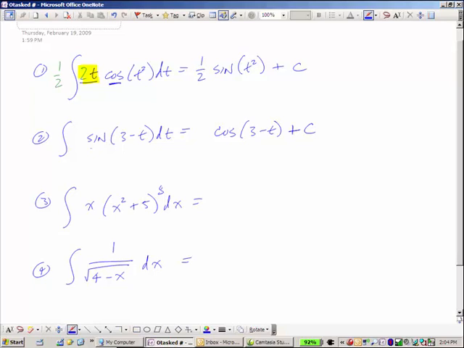So the antiderivative of sine should be, but, Derek? You have to chain on the derivative of 3 minus t, which is negative 1. If you took the derivative of cosine, you'd get negative sine, 3 minus t, but then you'd have to chain on the derivative of 3 minus t, which is negative 1. Good.